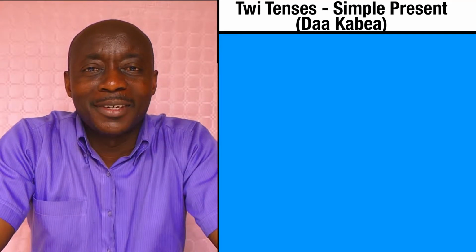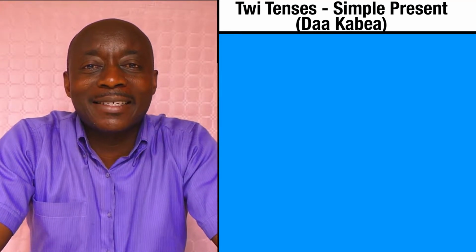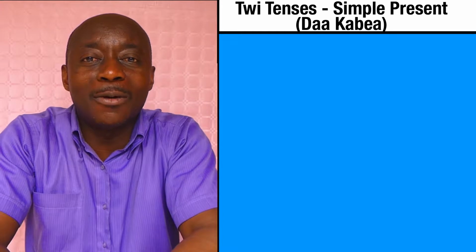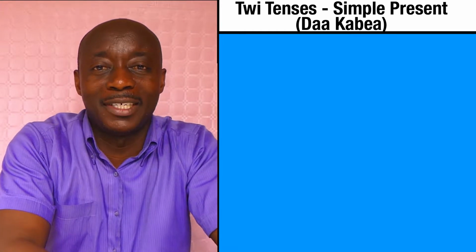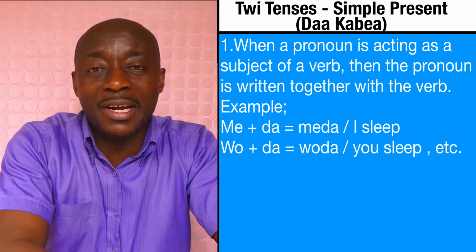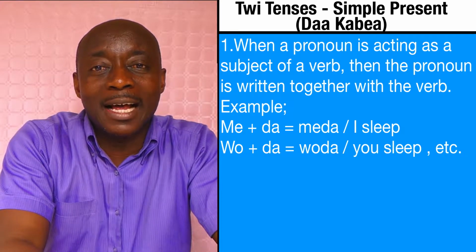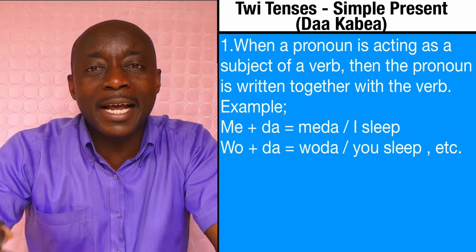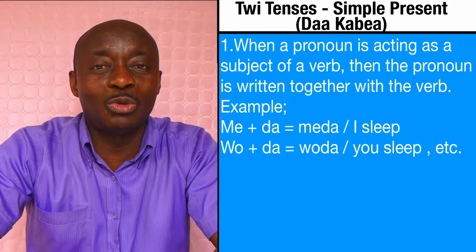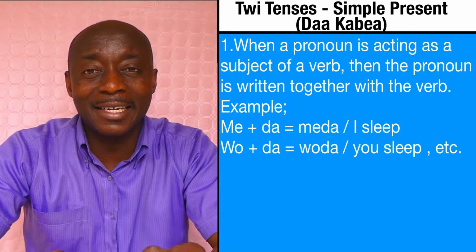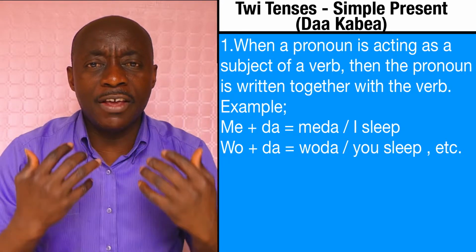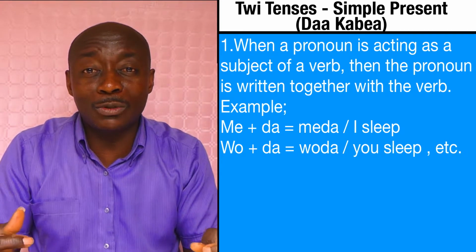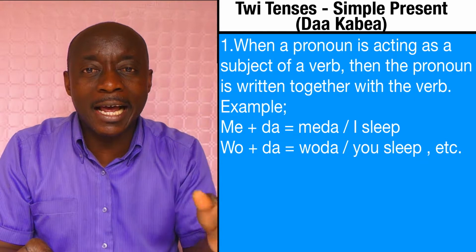Welcome back. In Twi, the simple present tense is constructed by joining the pronoun with the verb. You remember when we were learning the Twi grammar, one of the rules was that when you get a pronoun that is acting as a subject of a verb, you write both the pronoun and the verb together. Do you remember that? Yes, that is what is happening right now. So if you are making a statement in the simple present tense in Twi, all that you need to do is to write the pronoun together with the verb.